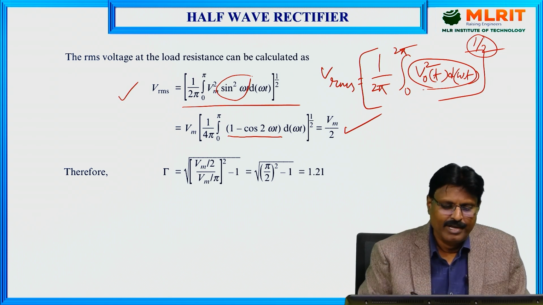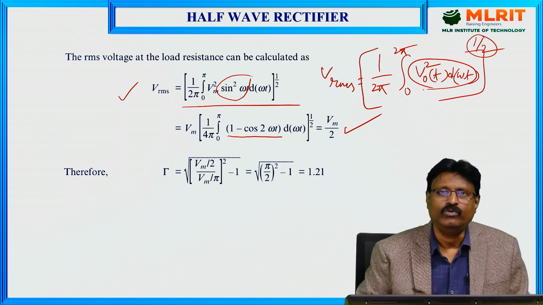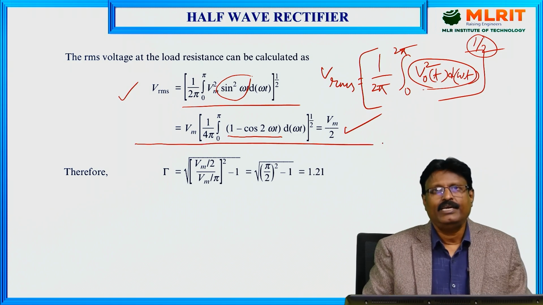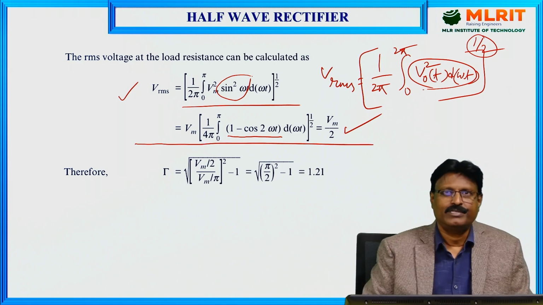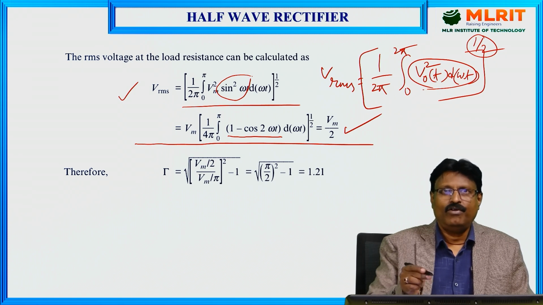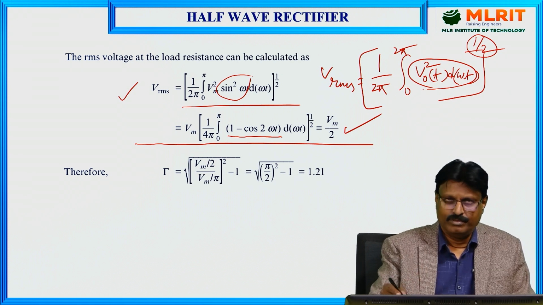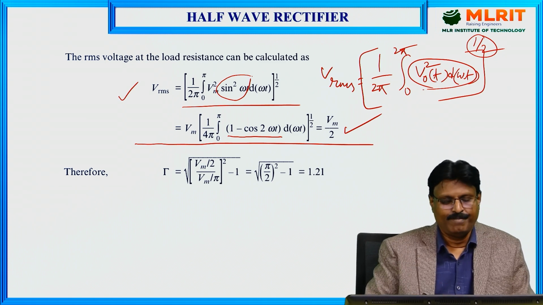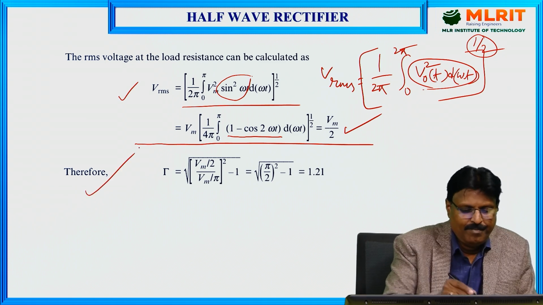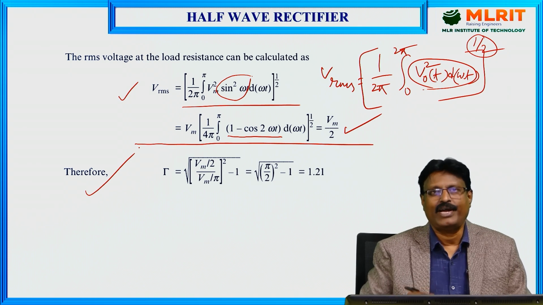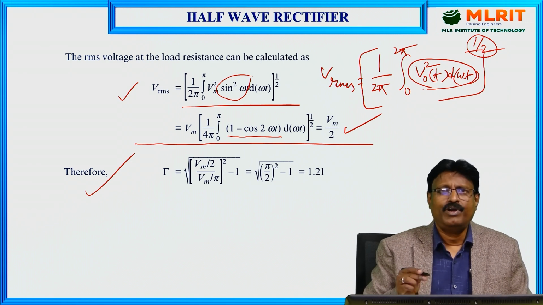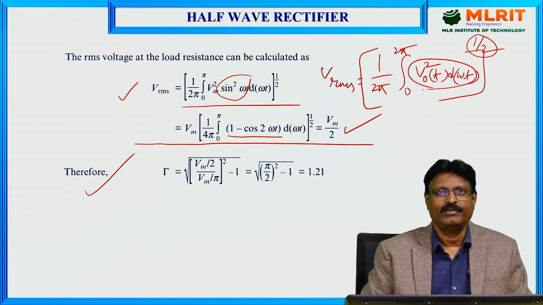In the same manner, the Irms value will be equal to Im by 2. So you know the value of VDC and you know the value of Vrms. You know the value of IDC and you know the value of Irms. So the first important parameter I am calculating here is the ripple factor. The ripple factor decides the amount of ripples that are contained in the rectified output of a rectifier.